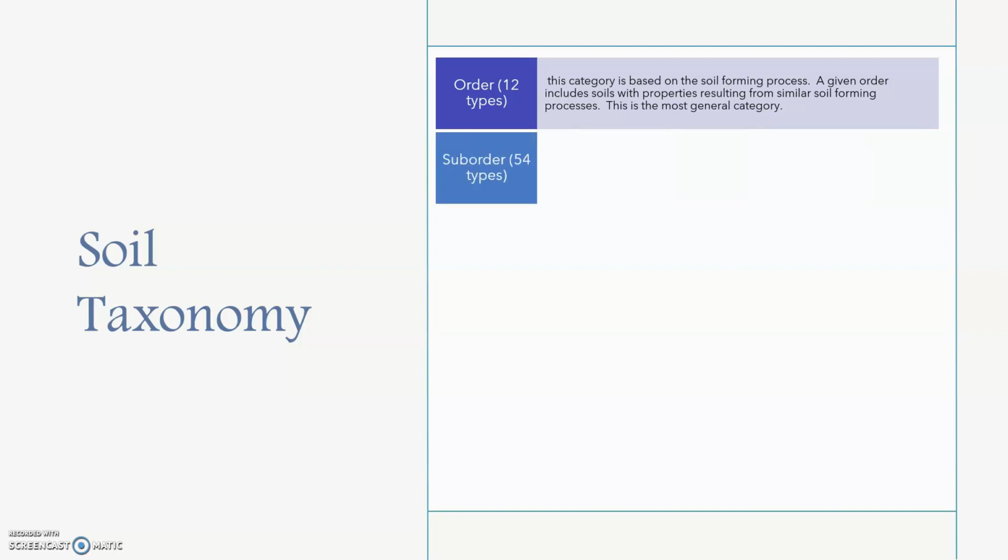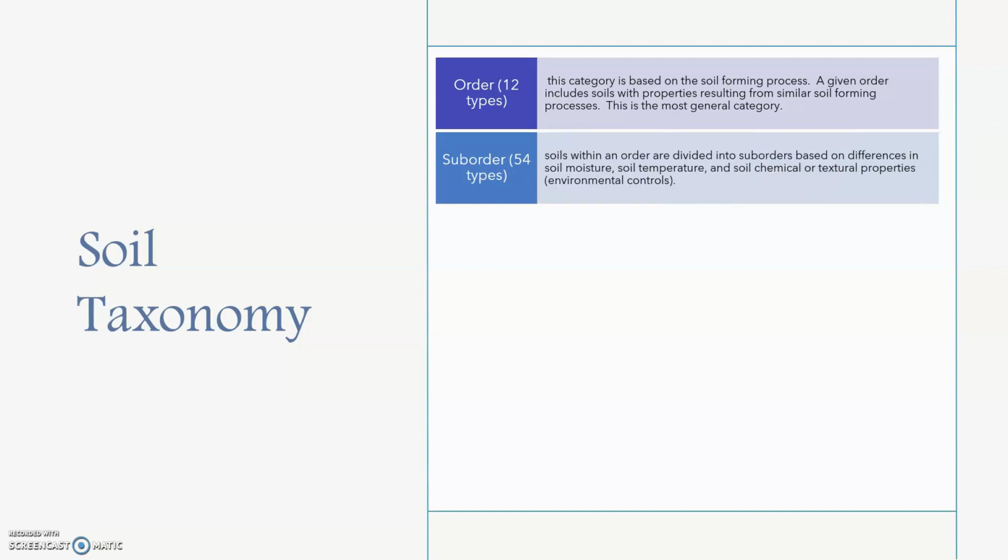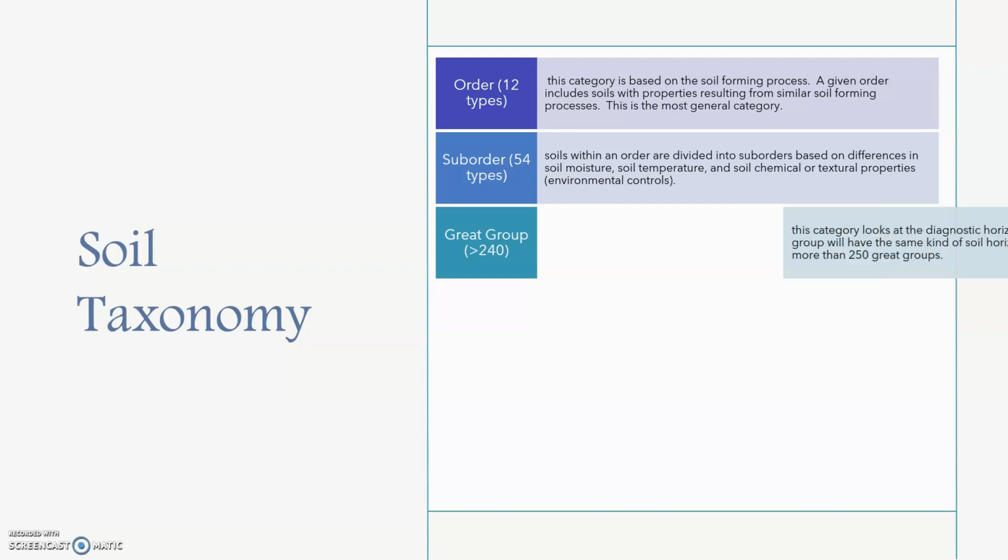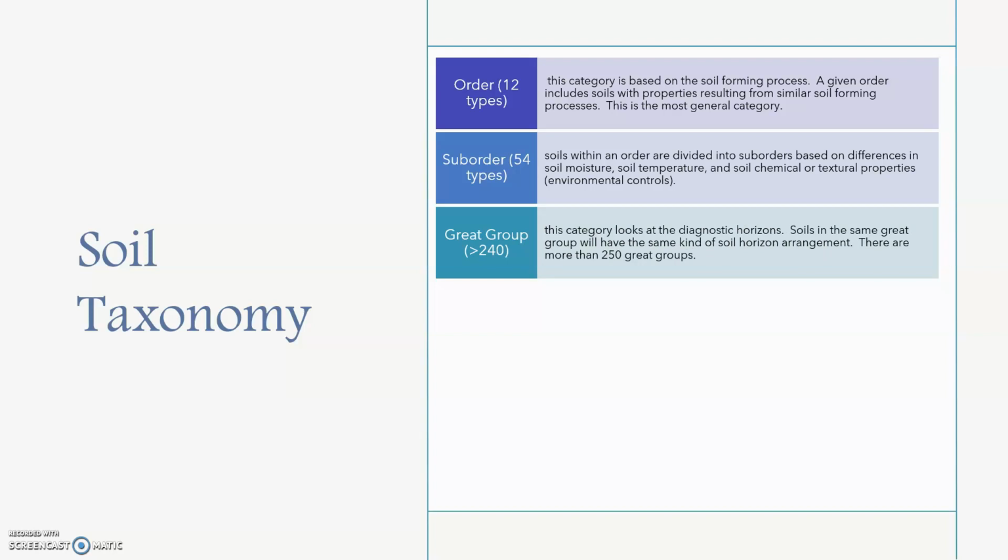Soil orders are divided into suborders. There are 54 suborders. Suborders are divided based on differences in soil moisture, soil temperature, and soil chemical or textural properties. Suborders are divided into grade groups. There are more than 240 grade groups. Grade groups look at diagnostic horizons. Soils in the same grade group have the same kind of soil horizon arrangement.